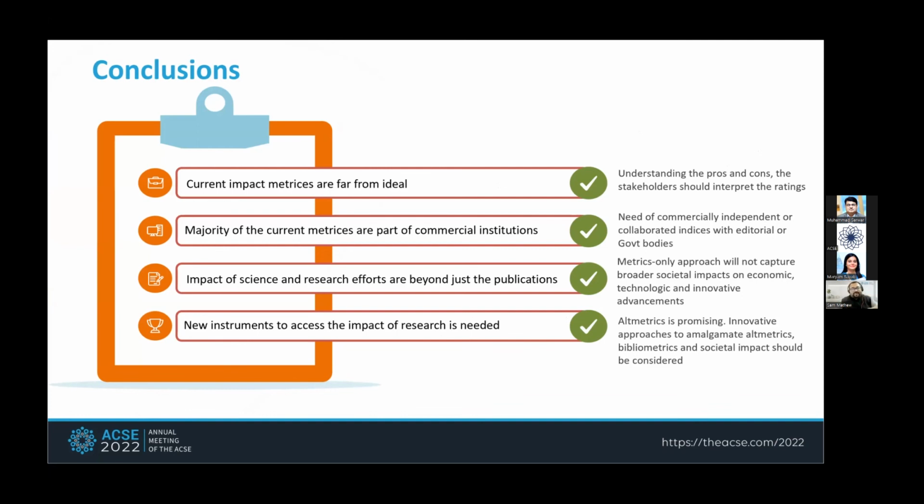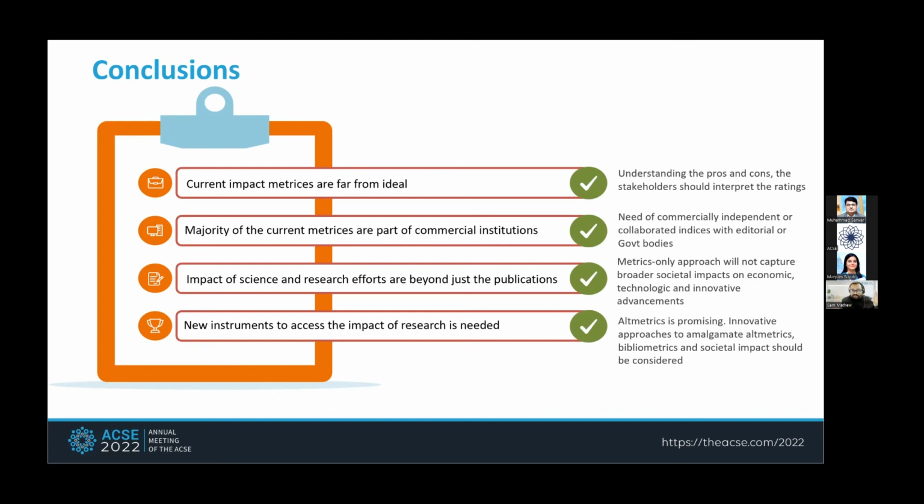One must also understand that the impact of science and research efforts are beyond just publications. This is what Dr. Ghazi was insisting in his talk. A metrics-only approach may not capture the big social impact on economic, technological, and innovative advancements. The data that we have reviewed has shown that there is a need for new instruments to assess the impact of research. Definitely, there should be an objective method to measure the impact of research.